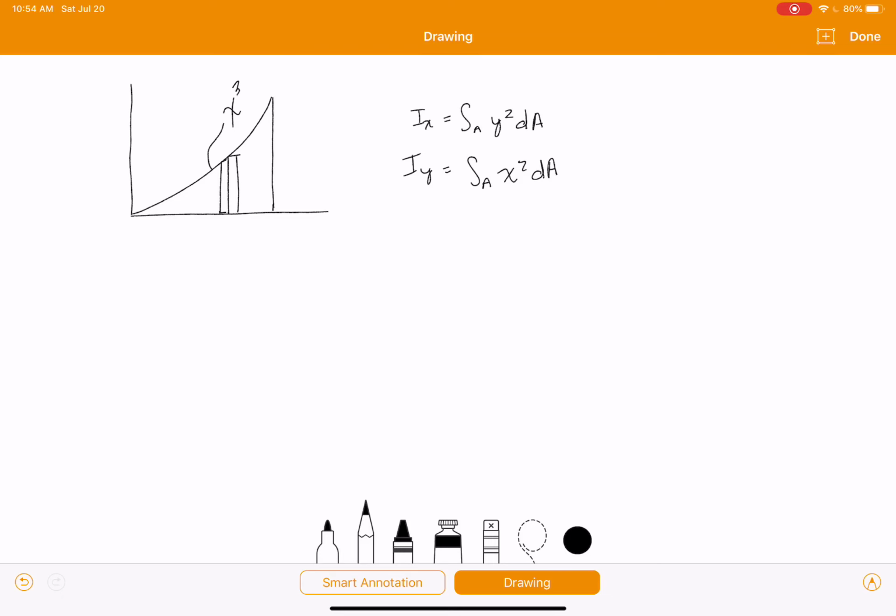So this distance here is going to be y. This is going to be dx, and so of course dA is going to equal just base times height, so y dx, and then we know that y equals x cubed, so you can plug x cubed in right there. So dA really equals x cubed dx, and then you can just plug that into either that equation or that equation, depending on which one you're trying to find, and then you can simply solve for your moment of inertia.